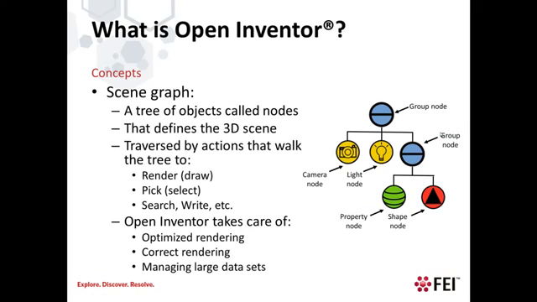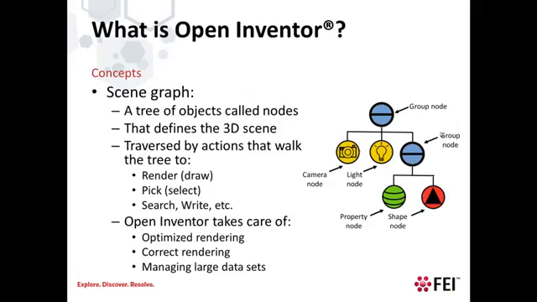Let's talk about the concepts and architecture of the toolkit. Open Inventor is a C++, Java and C# library. It's an object-oriented 3D toolkit built on top of OpenGL. Each object manages its own state, and for example, renders itself if it's a shape. The programmer doesn't have to take care of rendering calls.